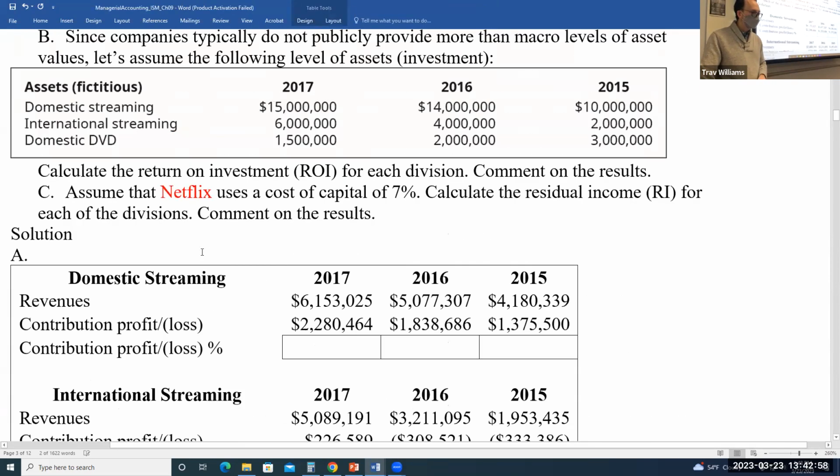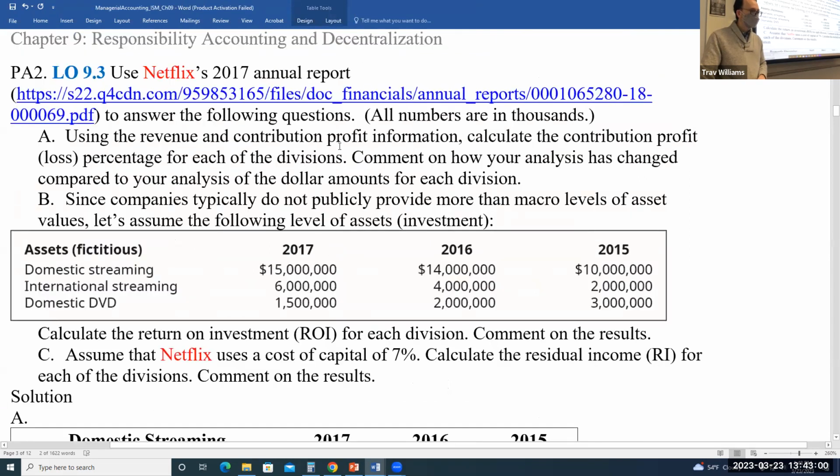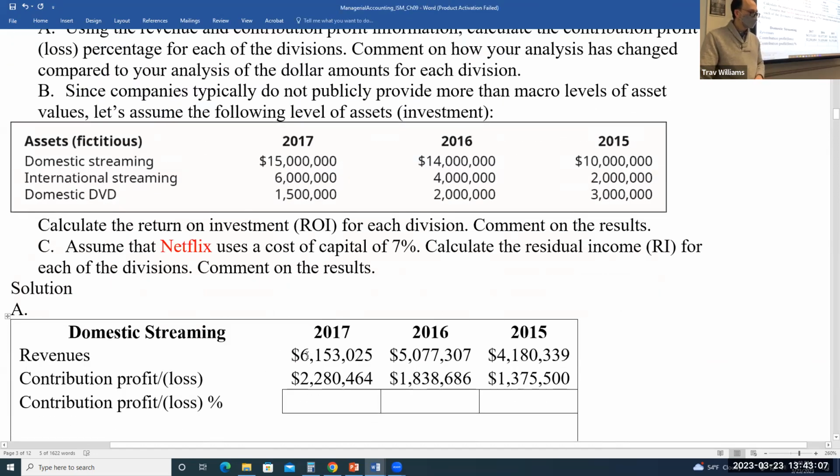And it says here, all numbers are in thousands. So when it says, for example, Netflix domestic streaming revenue in 2017 was 6 million, it's actually 6 billion. So you just have to multiply everything by 1,000 if you want to know the amount.